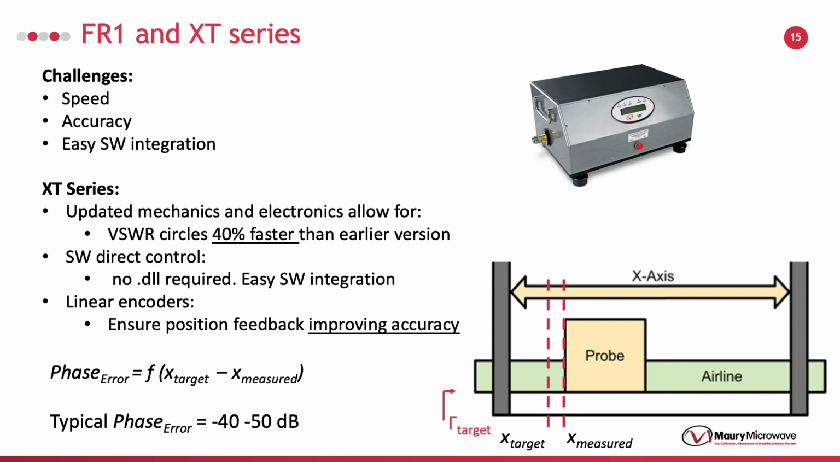The linear encoder allows for closed loop tuning, and once a position is set, the tuner has the ability to make sure that the position has been reached thanks to the feedback loop. The error at the target is a function of the difference between the target position and the actual position. This error is programmed to be -40 to -50 dB for XT tuners.